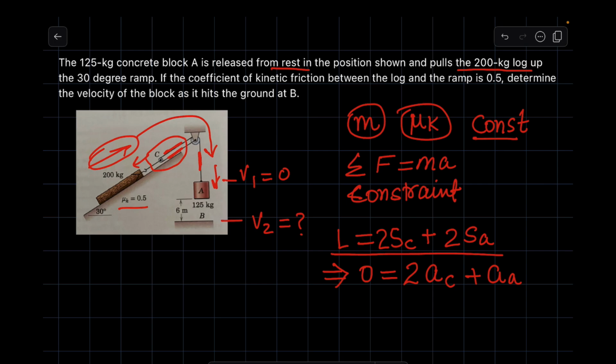Now we will move to solve the equation of motion. To solve the equation of motion we need to make a free body diagram. In this problem we can see that we have two bodies: the body A, which has 125 kilogram mass, and the other log, the body C, having a mass of 200 kilogram. So let's make the free body diagram.